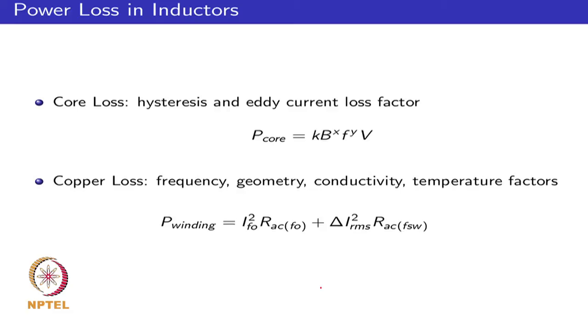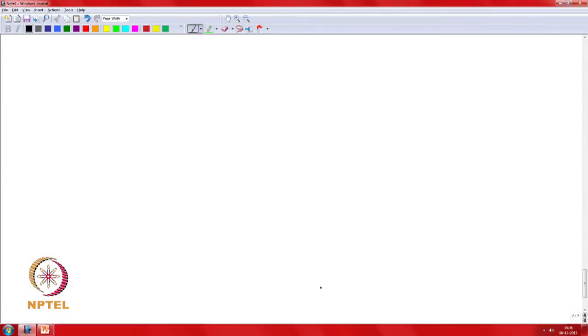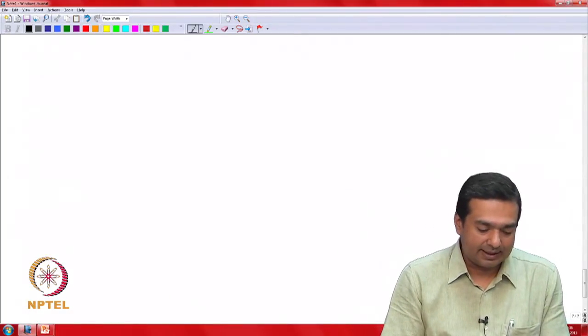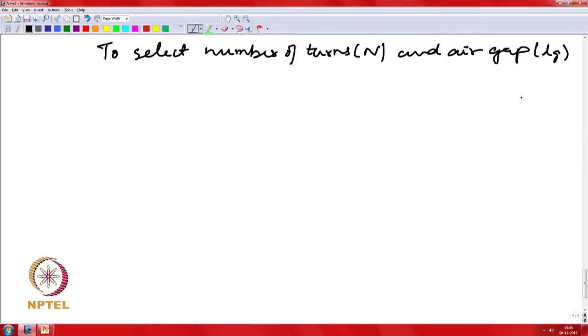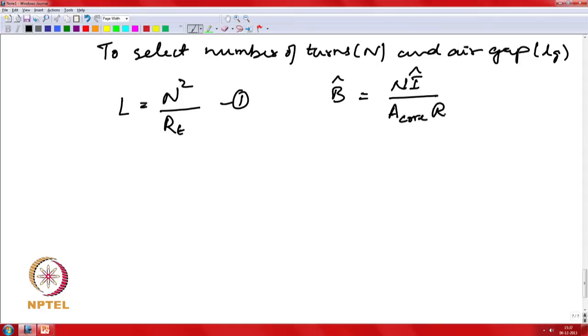So the next step in the design of the inductor is to figure out the number of turns and the air gap, and this can be obtained from the following expressions. We have L is N squared divided by the total reluctance. This could be equation one, and you have another equation, which is that your flux is equal to N I peak, so B peak is N times I peak divided by the area of the core times the total reluctance.